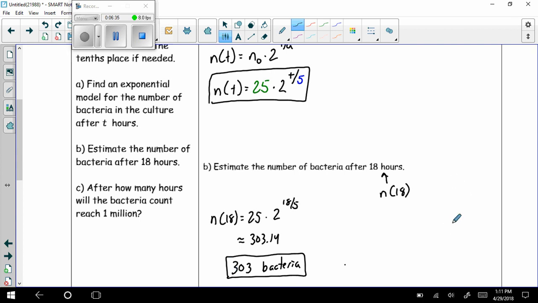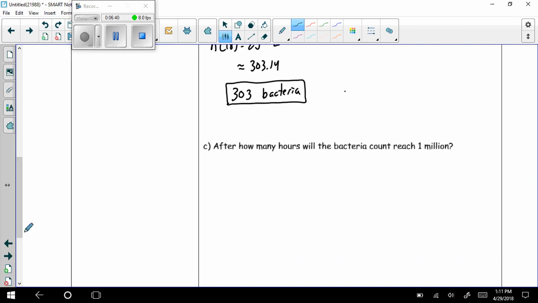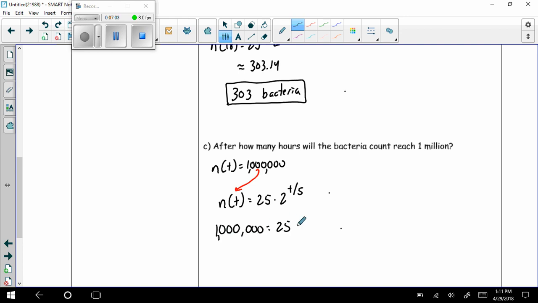And last but not least, I want to know after how long, how many hours, will the bacteria count reach 1 million? So in this situation, when does n of t equal 1 million? My initial formula was n of t equals 25 times 2 to the t over 5. So I'm going to take 1 million and plug it into the left-hand side. We have an equation now that says 1 million equals 25 times 2 to the t over 5.